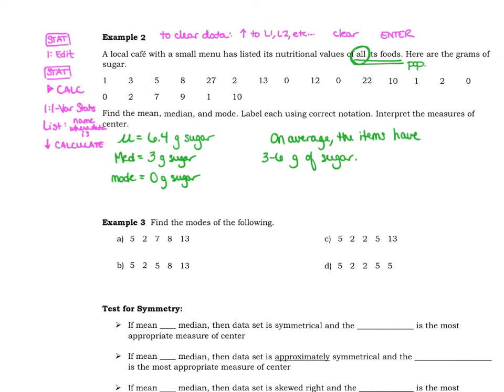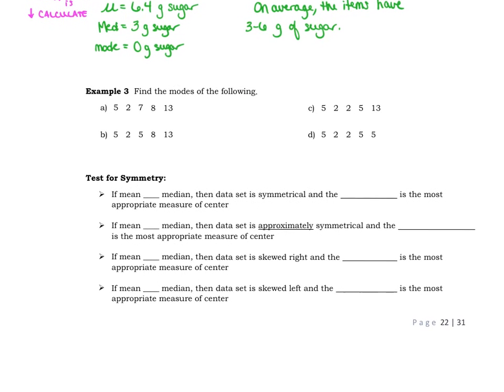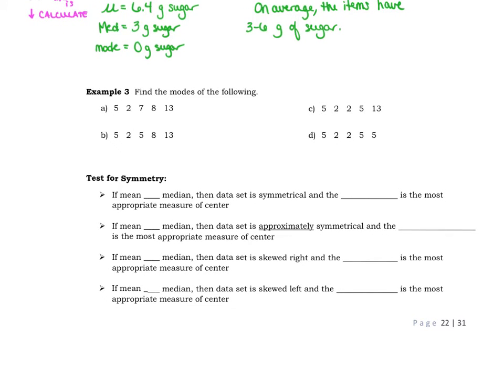This next group should go pretty quick, so just find the modes for each of the following. So for A, notice that there is no value that appears more than once, so we say that there is no mode in that case. For B, obviously the 5 appears twice, so the mode is 5. In this second one, we have a tie. There are 2 2s and there are 2 5s, and so there are 2 modes. 2 and 5 are both the modes.